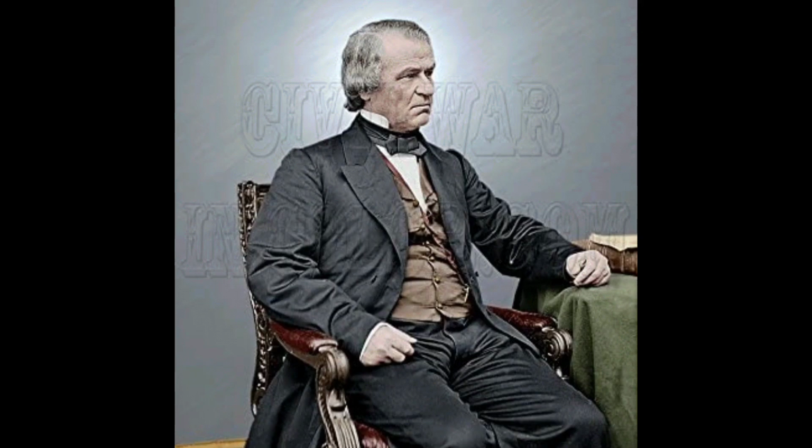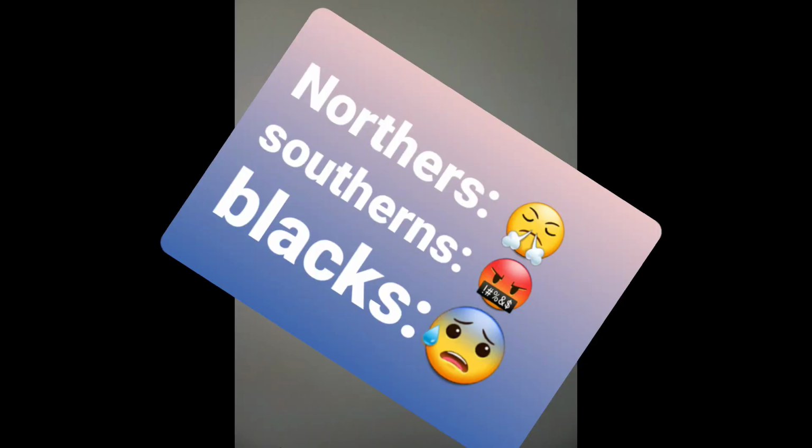Secondly, he said all the states should be readmitted to the USA as long as, firstly, they uphold the abolition of slavery, secondly, they swear loyalty to the USA, and thirdly, they repay their war debt. When he announced these, Northerners were like, this is not enough punishment for Southerners. Southerners were like, this is too much and we cannot handle this. But blacks, on the other hand, were so frustrated and they had no choice.